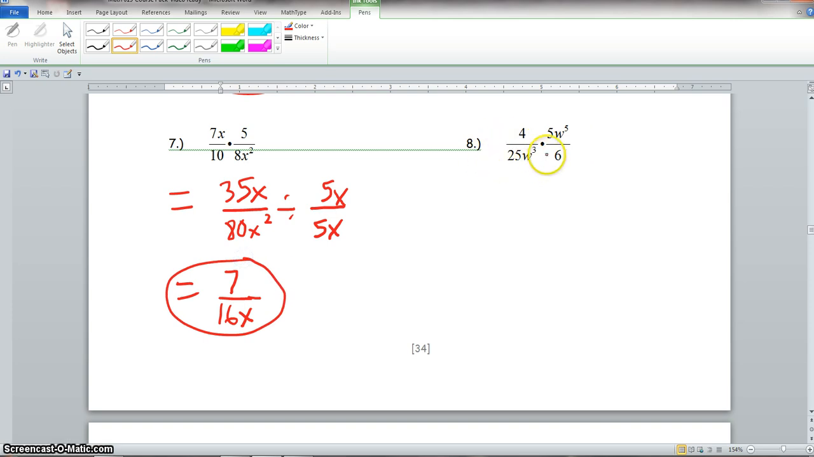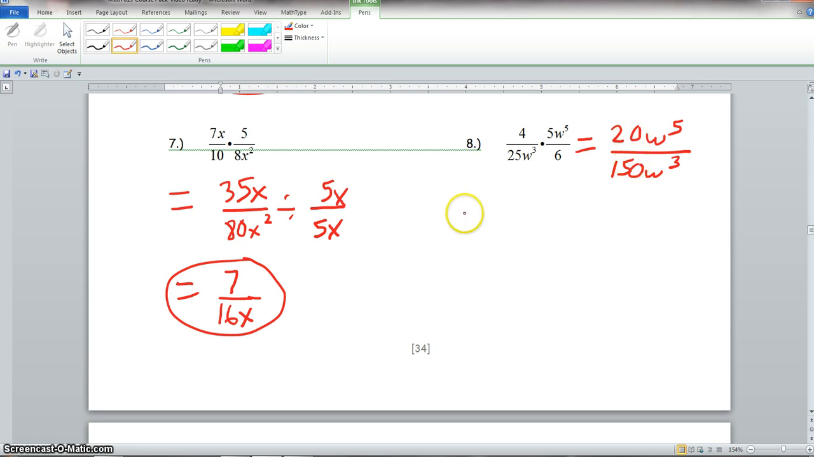Now we come here to number 8. We'll multiply. 4 times 5w to the 5th will give us 20w to the 5th. All over, we add 25w cubed times 6. 25 times 6 is 150. And we will have w to the 3rd. Now, 20 and 150, the greatest common factor they have is 10. So now, this is what I want to do.